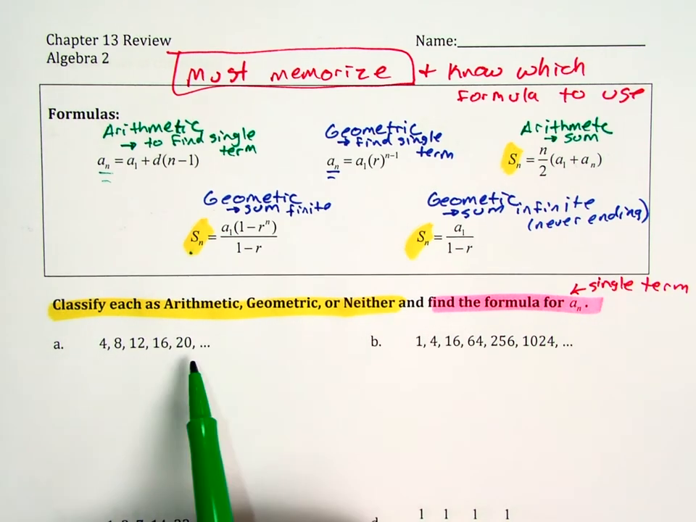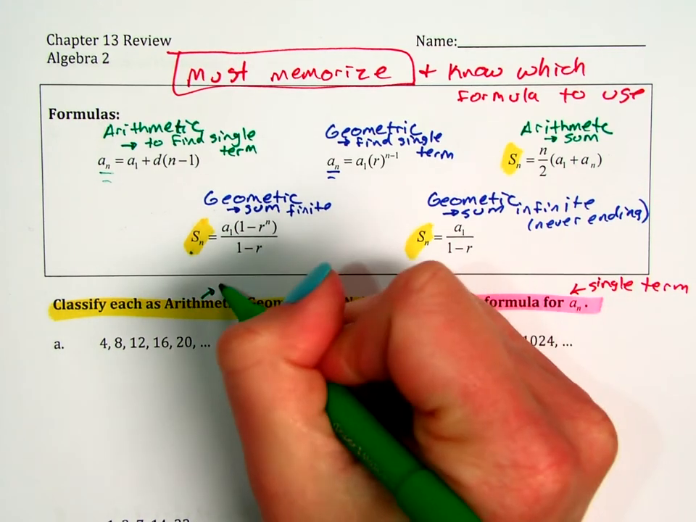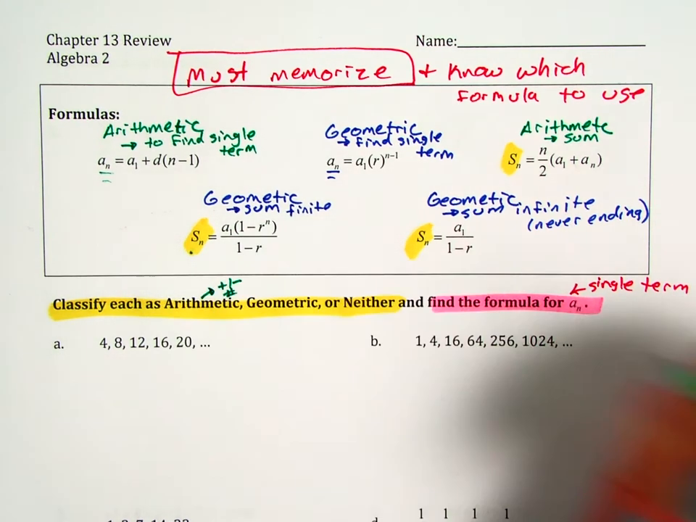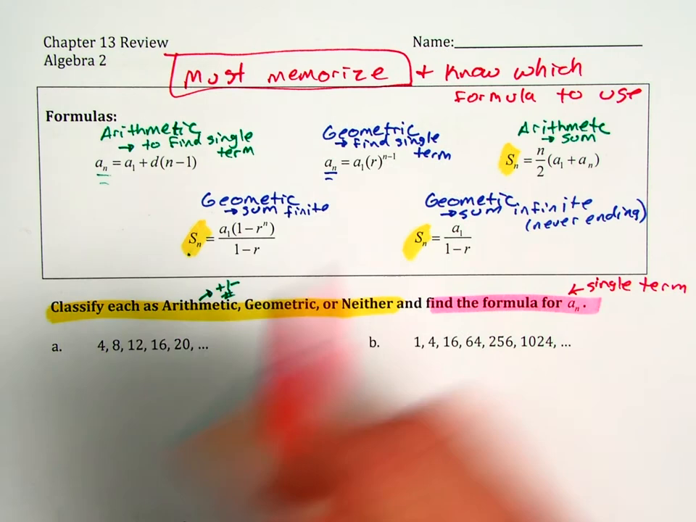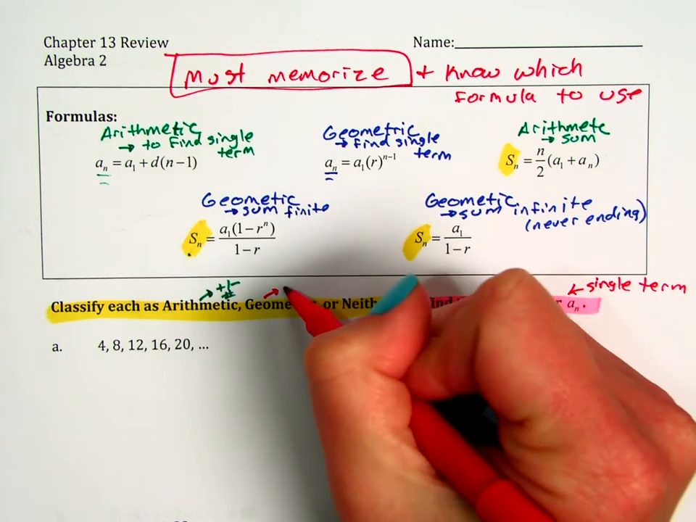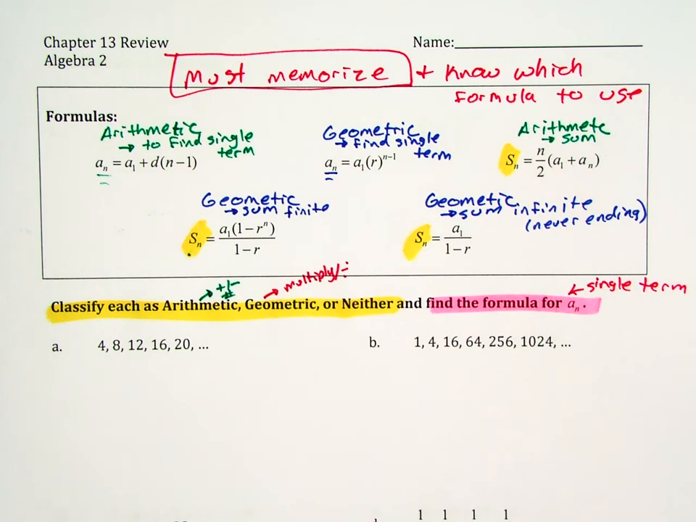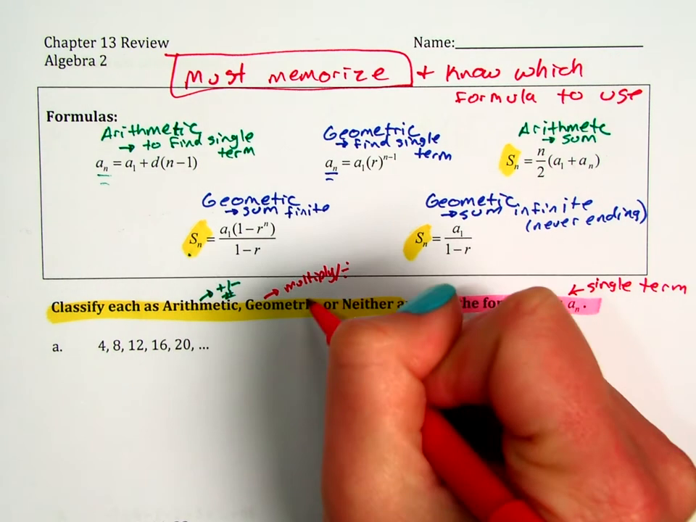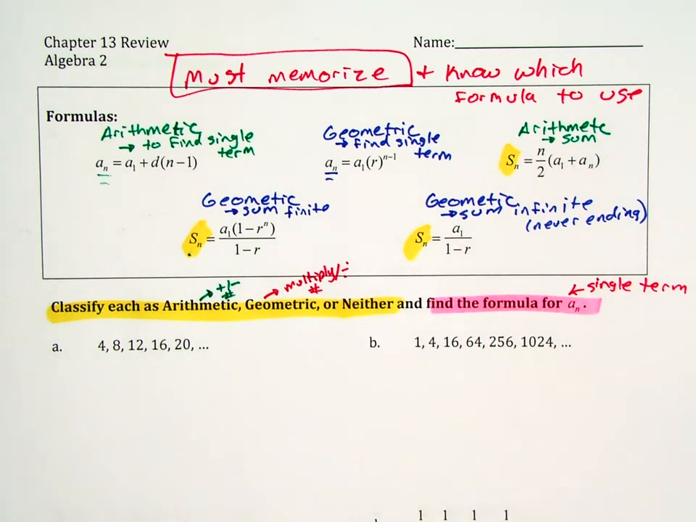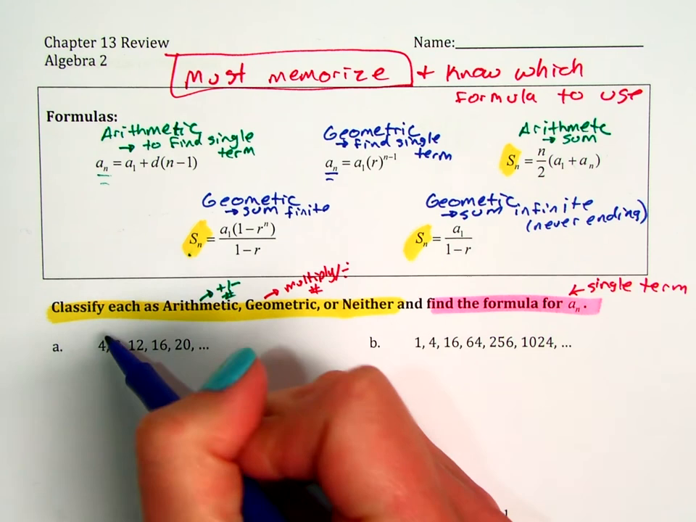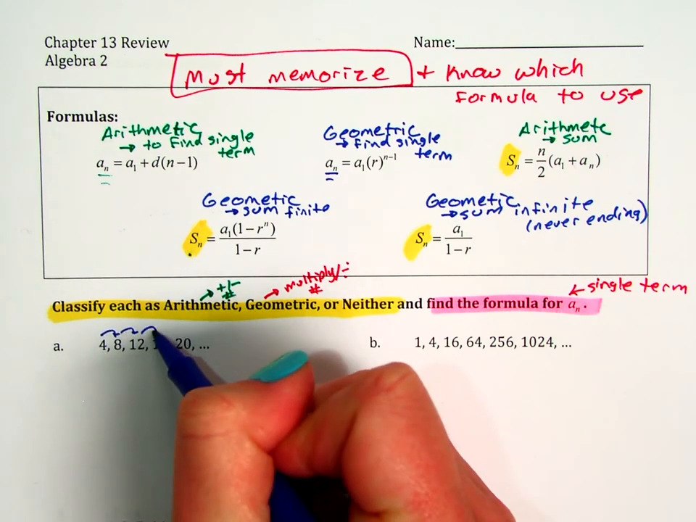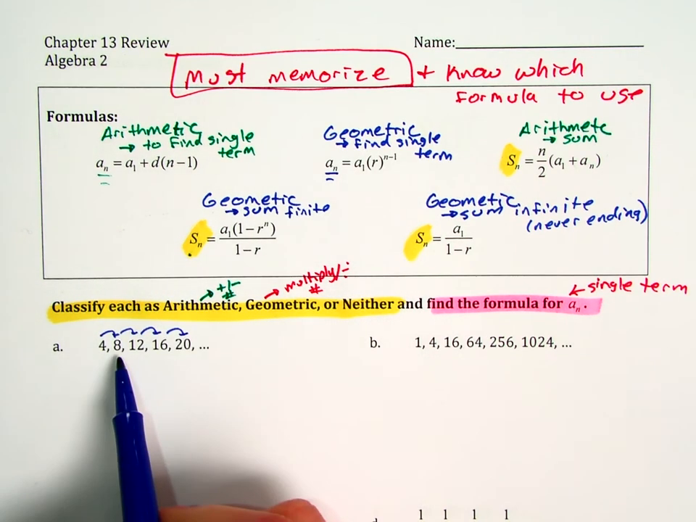Remember, if we're given a list of numbers, arithmetic tells us we're going to have to add or subtract the same number to get to the next term. Geometric is we are going to multiply or divide, right, to get to that next term by the same number every time. And neither obviously means neither one is the case. So I always check first to see if we're adding the same amount. So from one term to the next, what would I have to do? So to get from 4 to 8, I could either add 4 or multiply by 2.